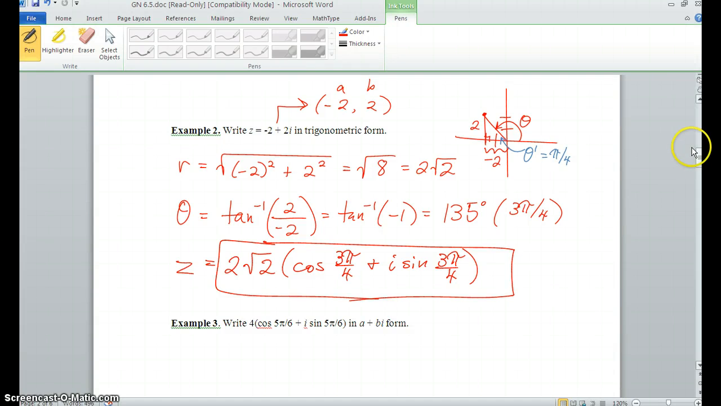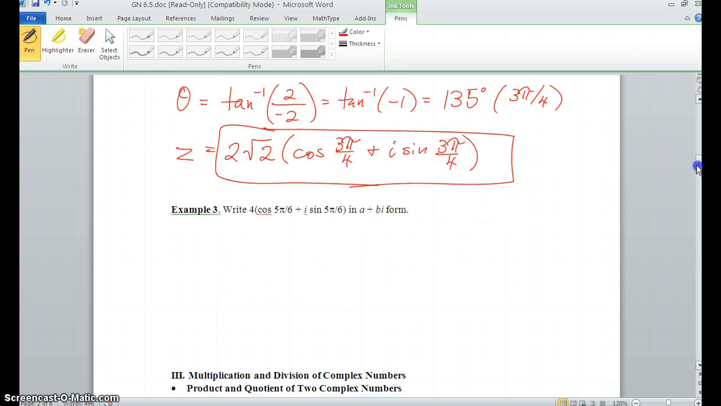Example 3. Write 4 times the quantity cosine 5 pi over 6 plus i sine 5 pi over 6 in a plus bi form. Okay. So in a matter of speaking, we're going in the opposite direction. If you think about what we did in the last example, we came up with z given a plus bi. Now we're given z and we're going to a plus bi form.